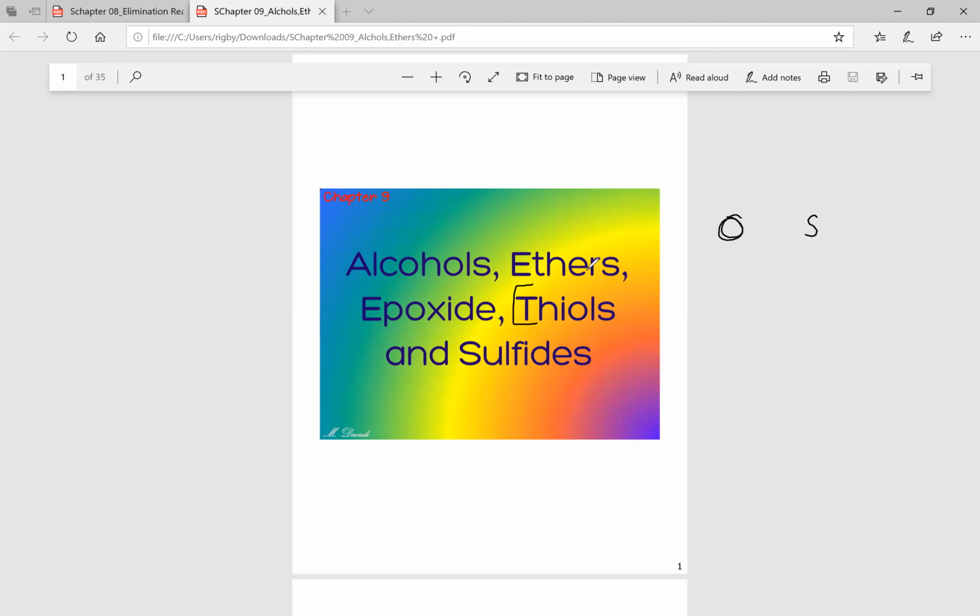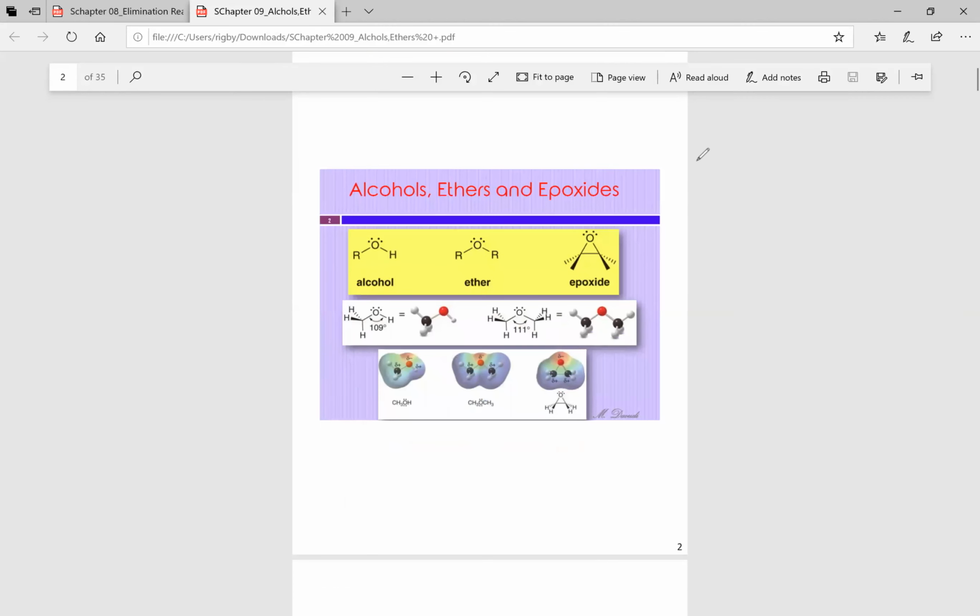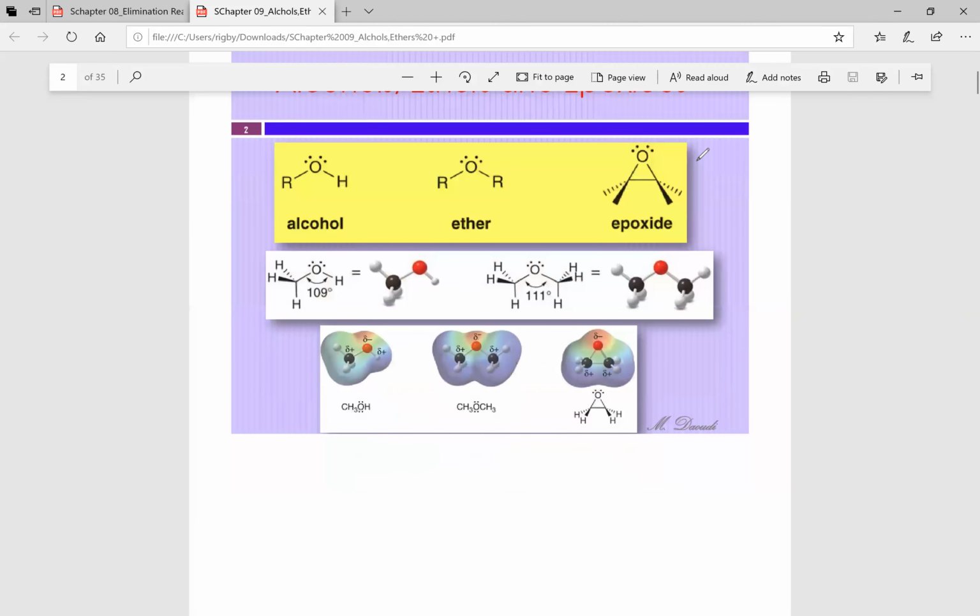But I like to tackle them one group at a time, with alcohols, ethers, and epoxides being one group, and then thiols and sulfides being another group. The book organizes this a little bit differently, so I might end up jumping around this PowerPoint a little bit, but just bear with me. So alcohols, ethers, and epoxides. An alcohol is any R group with an OH on the end. An ether has two R groups on either side. I like to think of it as similar to an alcohol, except instead of an H, we just have another R group. And an epoxide is a cyclic ring made up of one oxygen and two carbons linked all together.